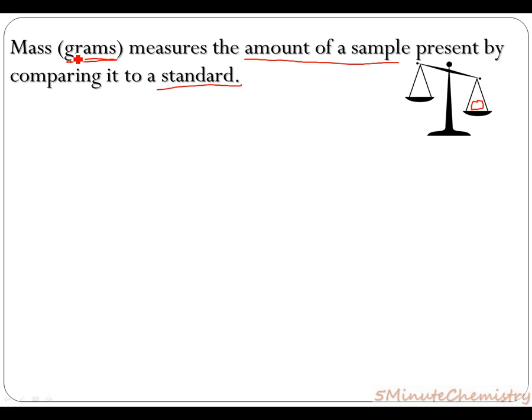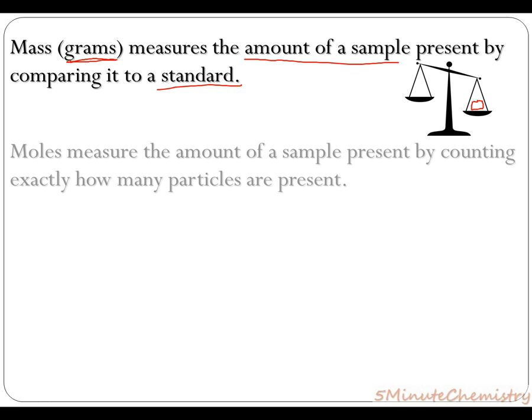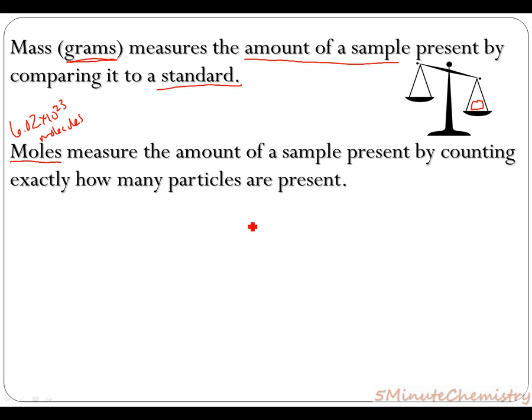Now what we're going to discuss though is another way of figuring out the amount of a sample. And that is by describing it in terms of the number of moles or the number of molecules, right? Remember the word mole represents a set number of molecules, 6.02 times 10 to the 23rd molecules. Okay, so in this case, we're not comparing to a standard. What we're doing is we're counting exactly how many particles are present. Okay, so moles or molecules tell us how much we have exactly by counting.